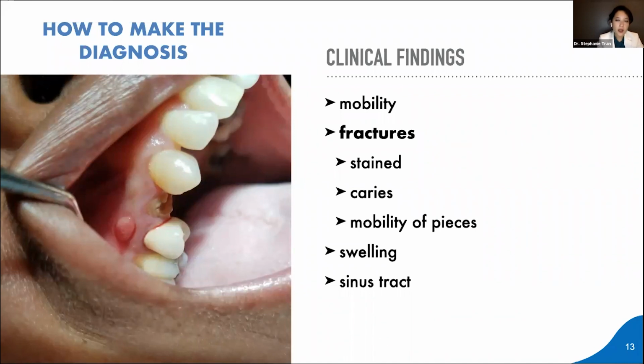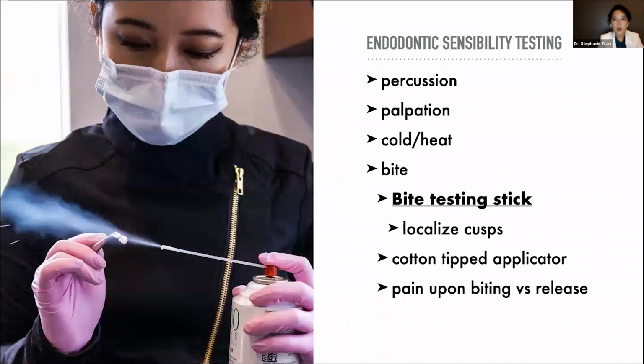How stained the crack is as well. So if there's caries, is it very large or is it very deeply stained? A lot of times it'll be stained not just due to caries, but due to amalgam and metallic restorations. So you can actually see the extent of the crack and how involved it could be. And if these teeth are associated with swelling or sinus tracts or a perio lesion.